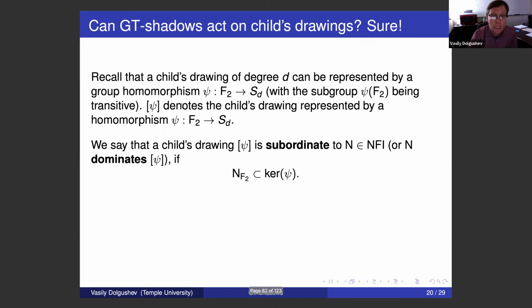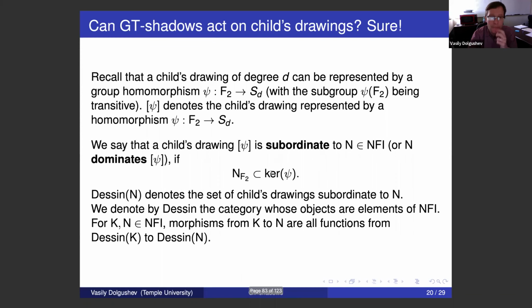So we say that a child's drawing represented by psi is subordinate to N, or N dominates the child's drawing, if I have this property. So remember, NF2 is F2 intersection with N. So this condition does not depend on the choice of the representative. And I'm going to denote by the sum of N the set of child's drawings subordinate to N.